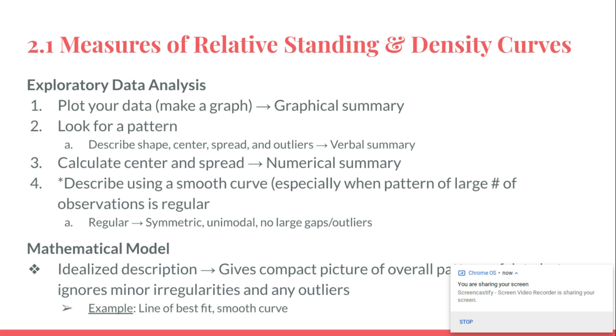The mathematical model is an idealized description, so it gives a compact picture of the overall pattern of data, but ignores the minor irregularities and any outliers. An example of this is a line of best fit or a smooth curve.